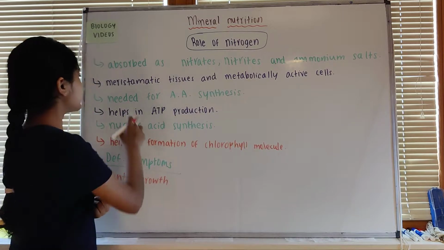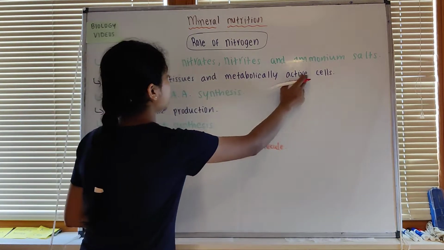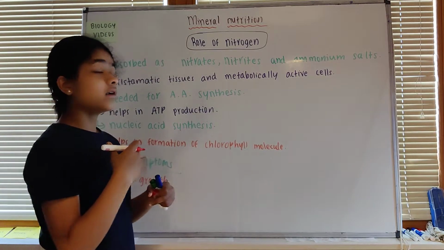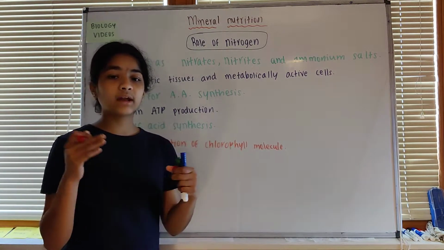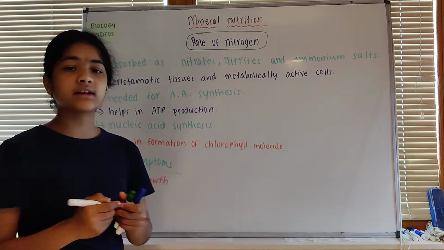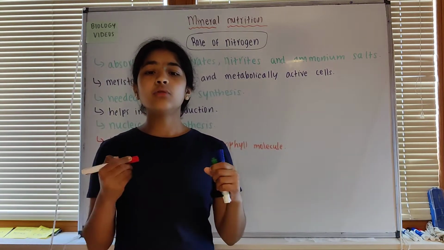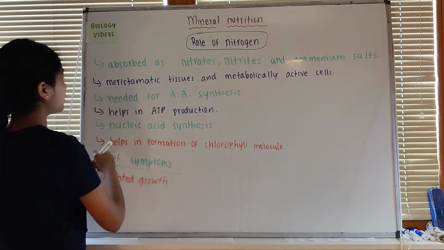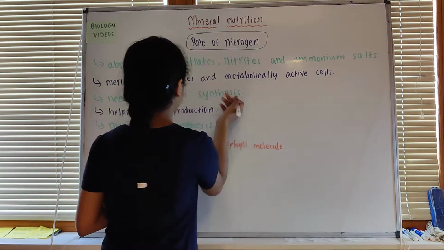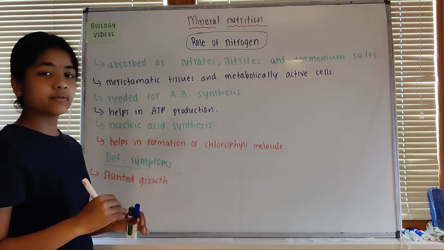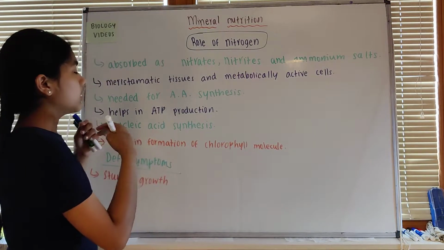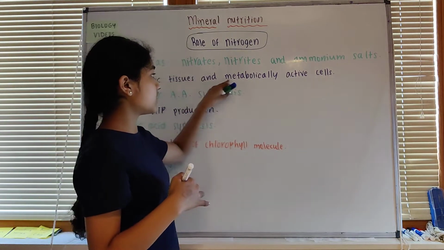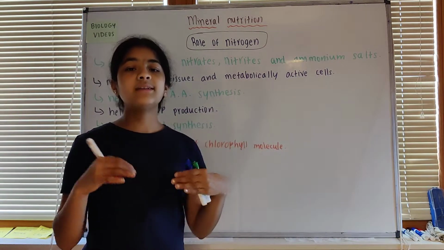Because nitrogen is present in meristematic tissues and metabolically active cells, when there is no nitrogen, cell division won't take place properly. That's why there is stunted growth, very improper growth, due to less protein as well. We said it is needed for amino acids, which make protein. Due to less protein and less activity of the meristematic tissues and metabolically active cells, there is stunted growth.